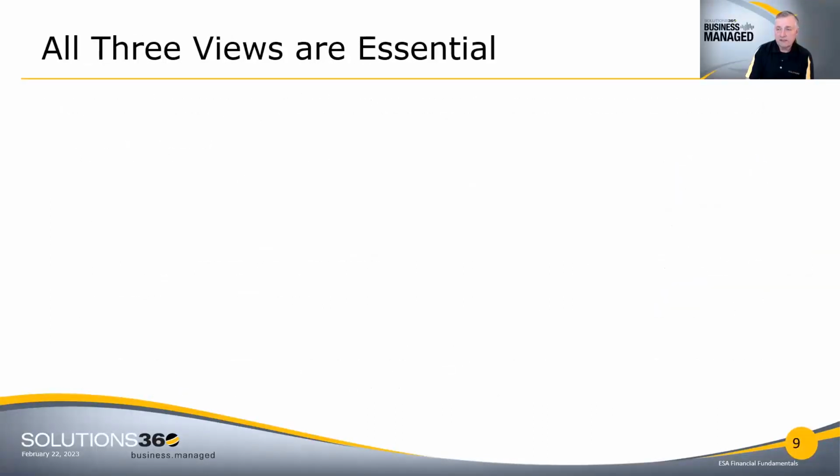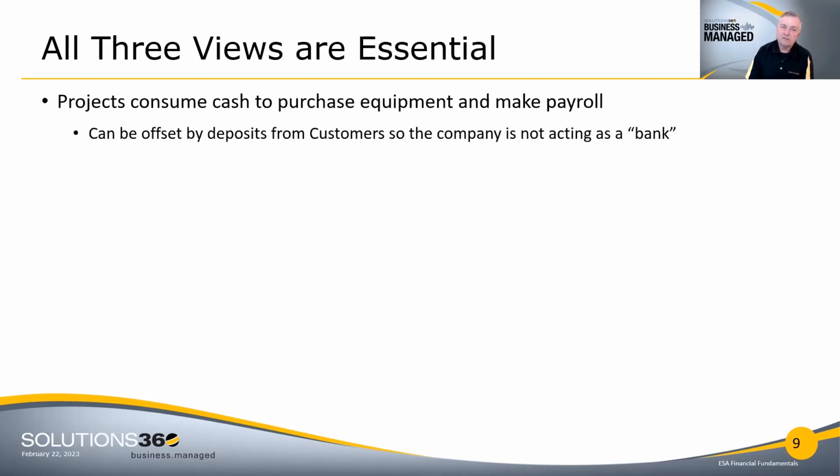So all three are essential. I hope this very, very brief overview of the three working parts of the financial statements has been helpful to you, because projects consume cash to purchase equipment and make payroll. Now, as I said earlier, we don't want to be the bank for our customers where we spend and spend and spend and hope one day to get a check in from our customers. So a lot of us have policies around getting deposits from our customers so that we can spend their cash in doing their projects instead of our own cash and having to borrow from the bank.